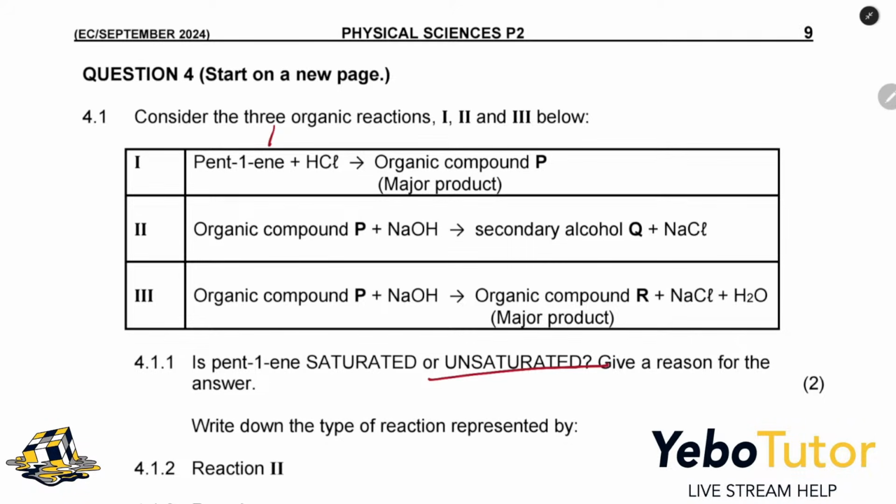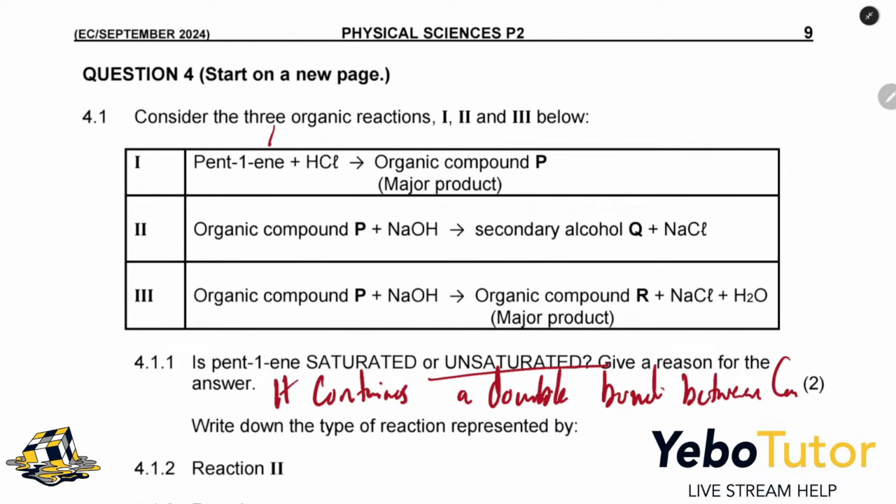Why are you saying that? Write down the type of reaction represented by it. Okay, give a reason for your answer. Of course, because it contains a double bond between the carbon atoms. If you still remember on alkenes, like this. So that double bond there is what makes it unsaturated, guys.